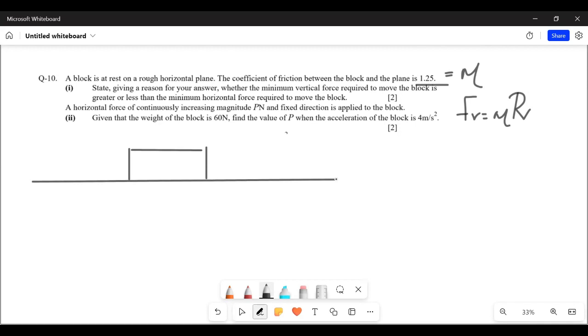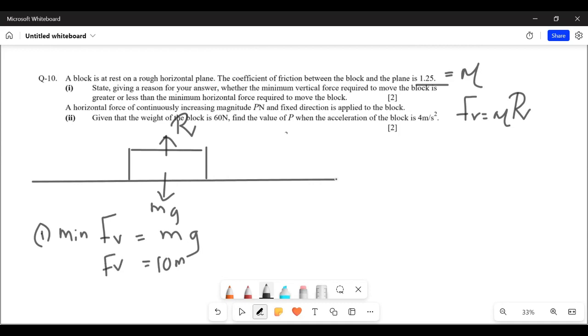So how much vertical force will be needed if you want to pick this block up? The downward force is mg and the upward force is the normal contact force. So if you want to pick this up, then the force you apply must be more than the weight. So the minimum vertical force should be equal to or slightly higher than mg. g is going to be 10, so 10m. This is the vertical force that you need to move this.